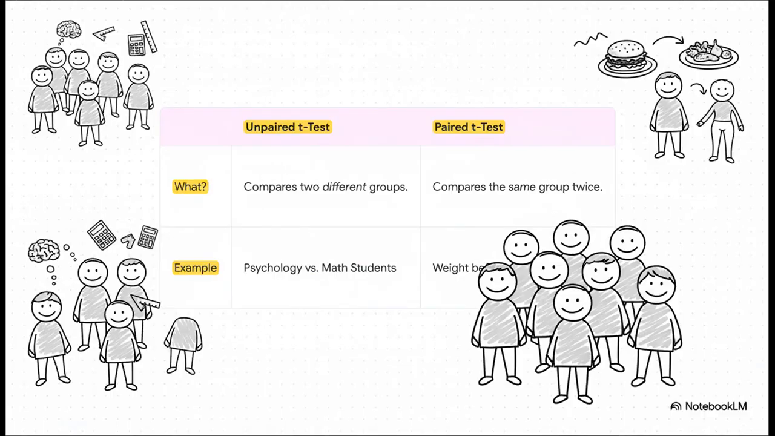Now, it is absolutely crucial not to get this mixed up with its cousin, the paired t-test. As you can see here, our independent test, sometimes called the unpaired test, is for two completely separate groups. The paired test, on the other hand, is for when you measure the same group twice, like a patient's weight before and after a diet. Today, we are focused squarely on those separate, independent groups.